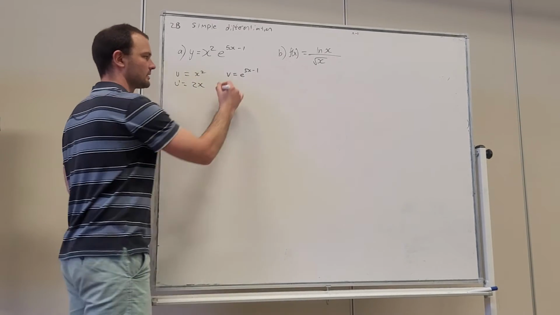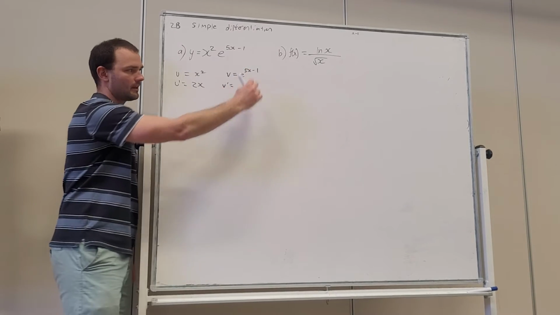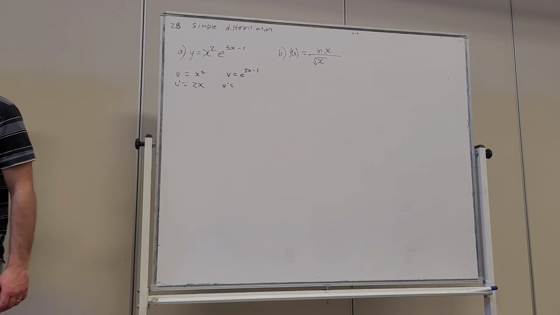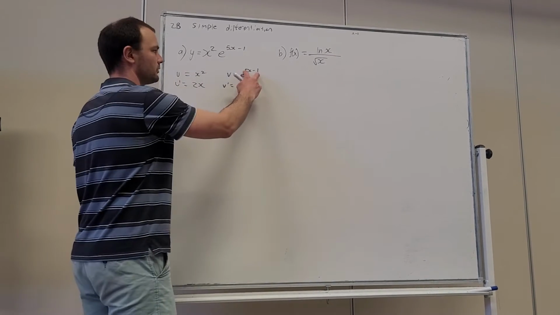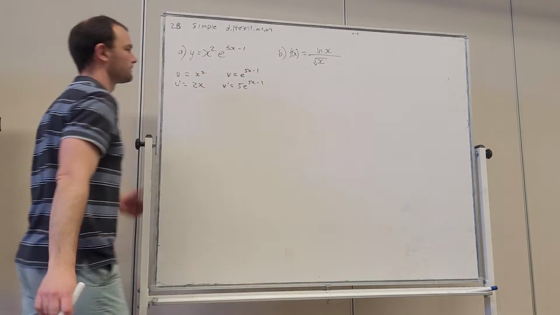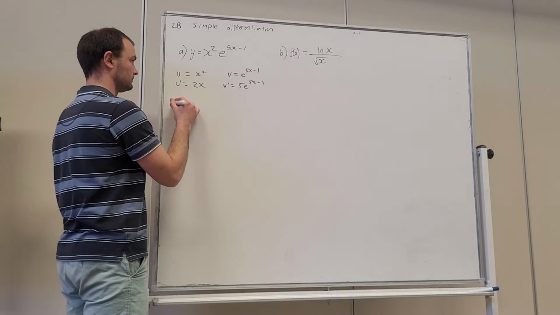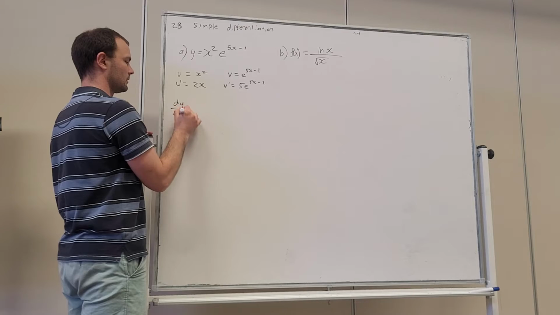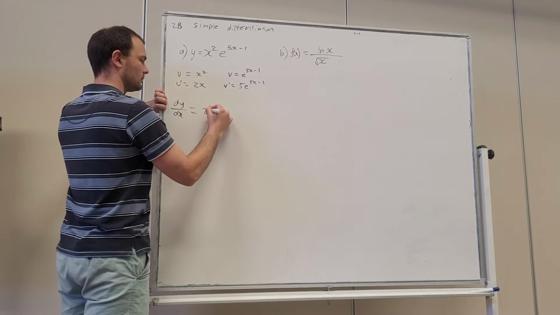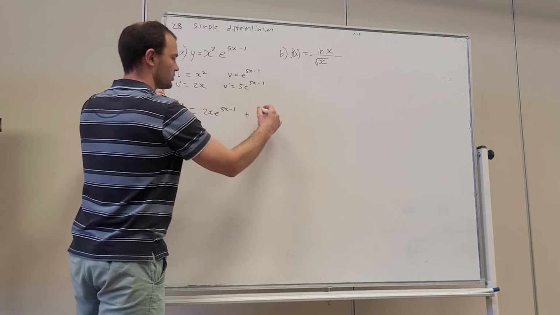X squared is 2x, v dash. So if we have e to the f of x, the derivative is f dash of x, e to the f of x. So the derivative of 5x take 1 is 5, e to the 5x take 1. Smash it together. u dash v. So let's make the statement. This is y, here's our working, here's the derivative. u dash v plus u v dash.